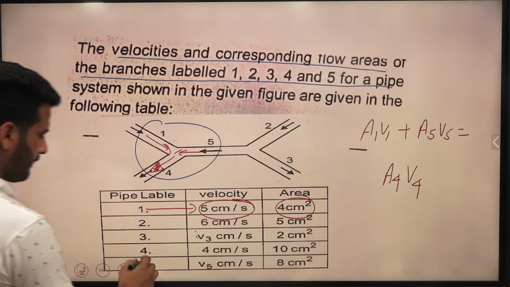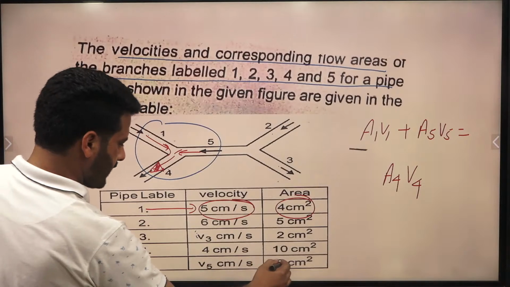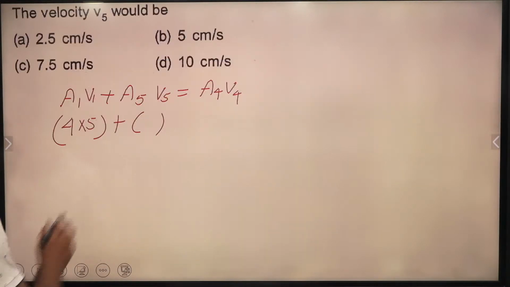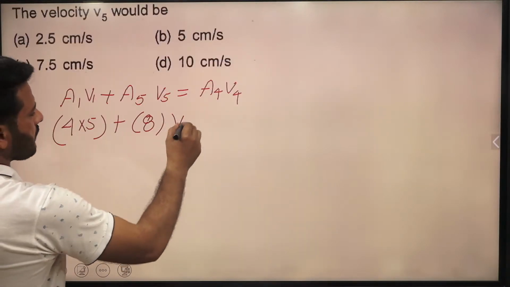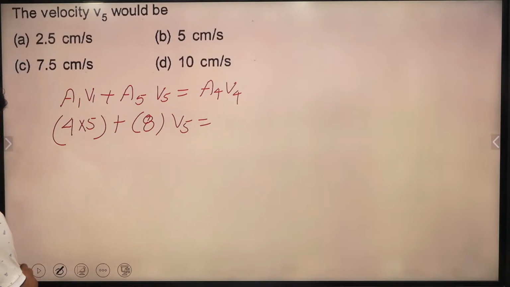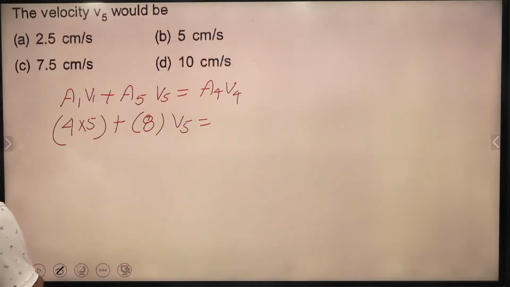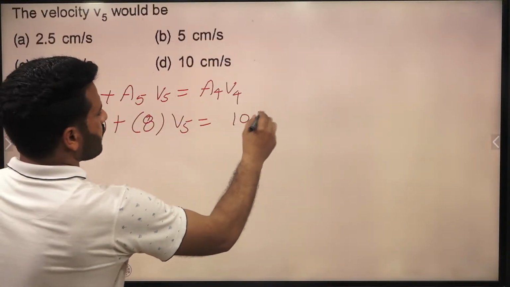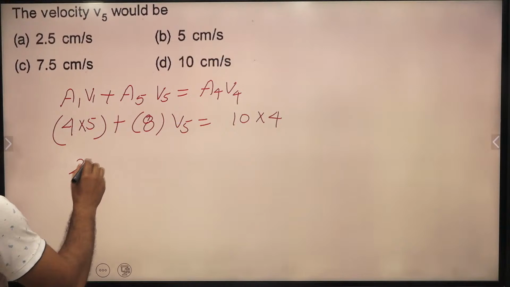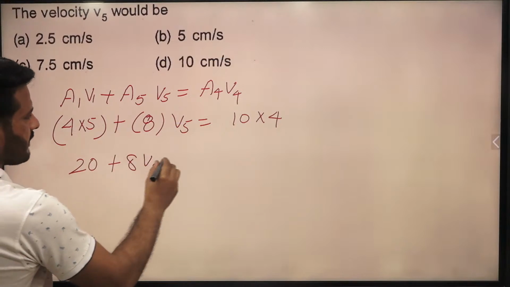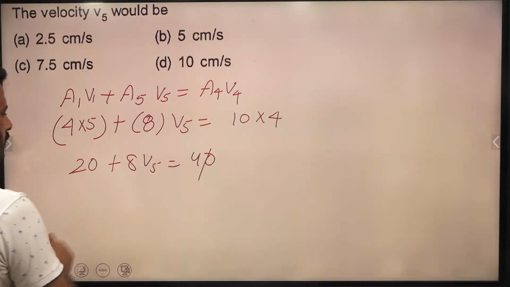A5 is 8 and V5 we have to calculate. So 8 into V5 as it is. What is A4 into V4? A4 is 10, V4 is 4. 10 into 4. So you can see guys, 20 plus 8 V5 equal to 40. So 0, sorry.